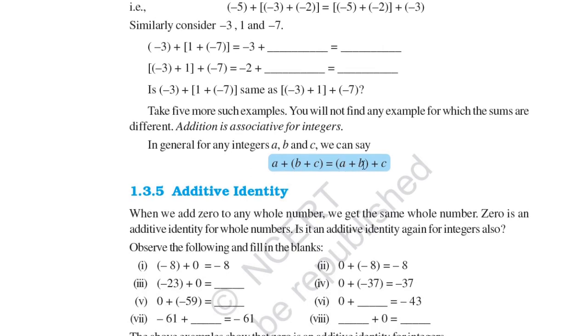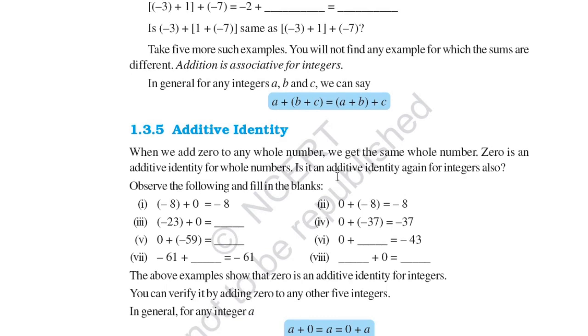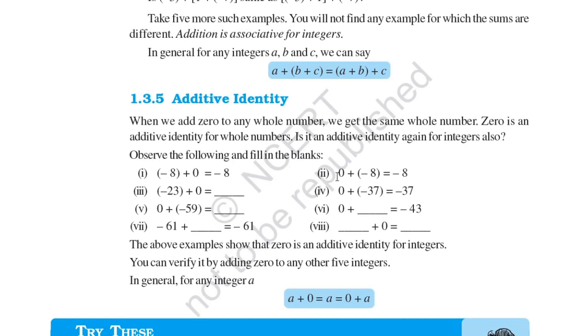So we are now seeing 1.3.5 Additive identity. When we add 0 to any whole number, we get the same whole number. So if we add 0 to any number, we get that number only. 0 is an additive identity for whole numbers. It is an additive identity for integers also.